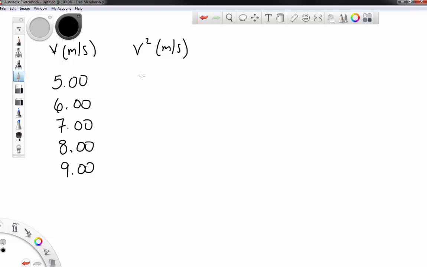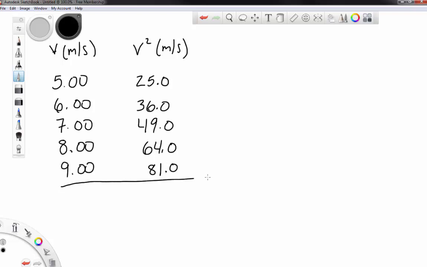So if I was going to find the speed squared, this one would become 25, 36, 49, 64, and 81. Okay, so let's find down here the average for each column.